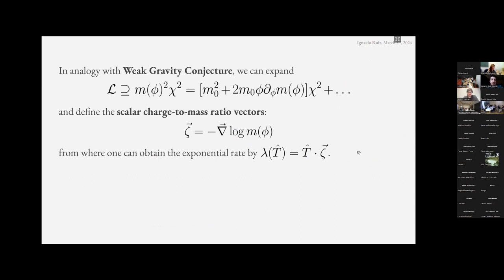On the other hand, from the weak gravity conjecture by Palti, if we have the mass term in the Lagrangian of these light towers, one could expand in a derivative expansion this mass, and one can interpret this derivative of the mass with respect to the moduli as some Yukawa scalar charge between the scalar and the fields, which allows us to define the scalar charge to mass ratio vectors by just the derivative of the logarithm of the mass with respect to the different moduli that we have in our moduli space. From it, we can obtain the exponential rate just by multiplying the normalized tangent vector in the direction that we're going with this scalar charge to mass ratio vector.